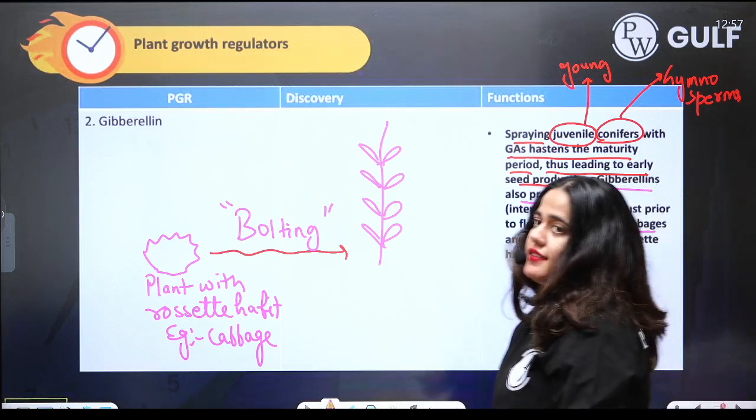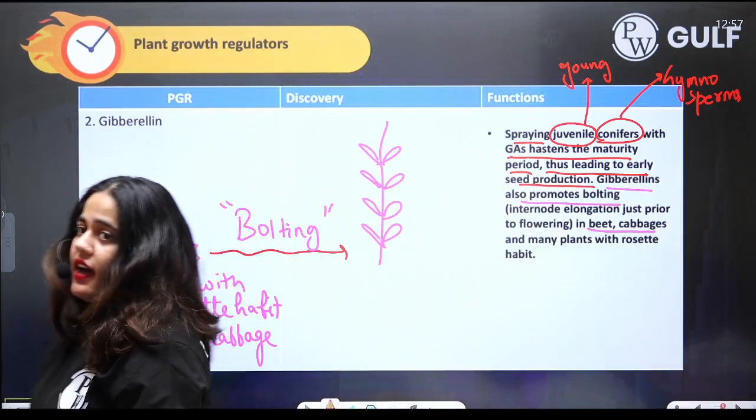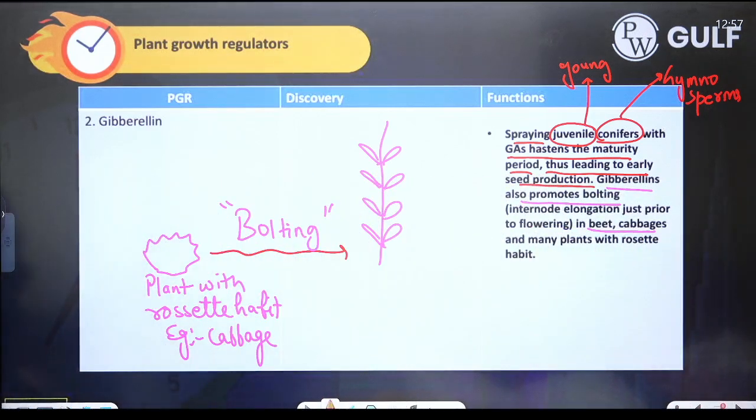So this is the last function of gibberellic acid. After this, we will see the third hormone known as cytokinin.